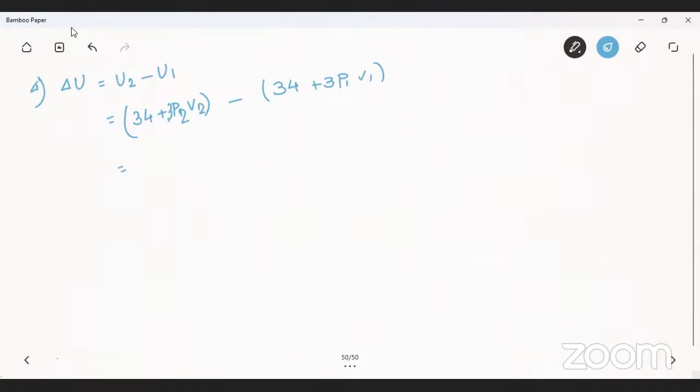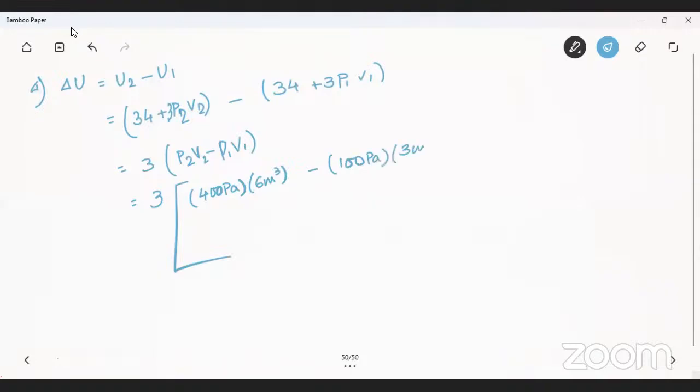Now just substitute the values. 3 into P2 V2 minus P1 V1. So that will be 3 into a huge bracket: 400 pascals times 6 meter cube minus 100 pascals times 3 meter cube. Now you just solve this. Whatever you get, that will come to 750 joules. Okay, so this will be the final answer. So is the entire numerical clear to every one of you in the class?